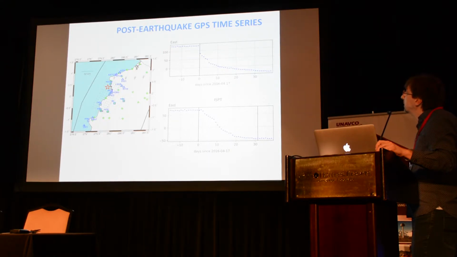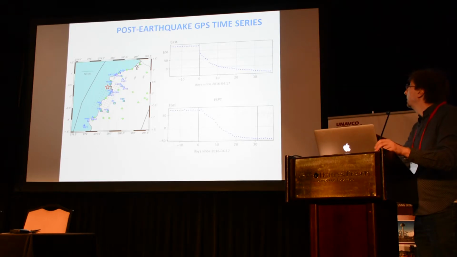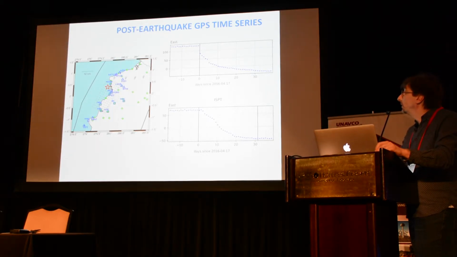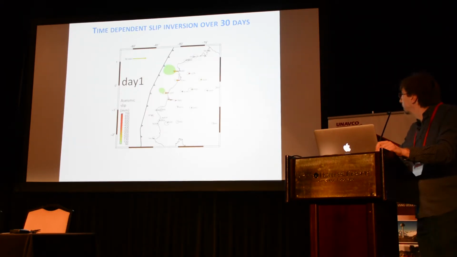If we look now at the GPS sites located 100 kilometers south of the rupture area, you see in this time series that there is a delay of a few days before we have post-seismic motion or slip on the interface, and that will stabilize after about 25 days. So we believe that what we observe here is a remotely triggered slow slip event, triggered by the earthquake, by the main shock. So I will show a time-dependent slip inversion over the 30 days.